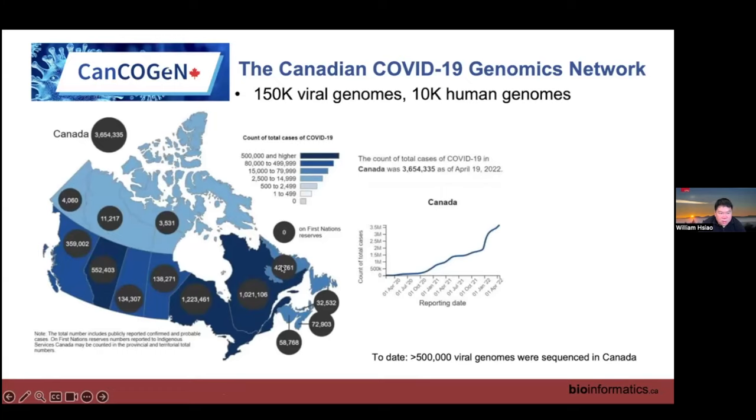And we actually surpass our initial goals significantly. To date in Canada, there are more than 500,000 viral genomes sequenced. And this is, of course, not just with CanCoGen funding, but also a lot of provincial and additional federal funding that supported these data generation activities.